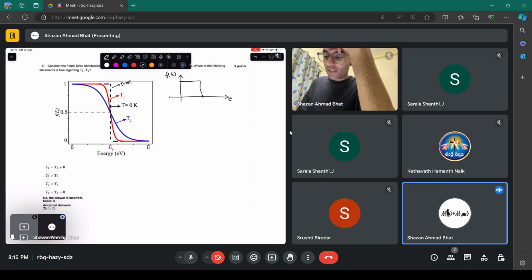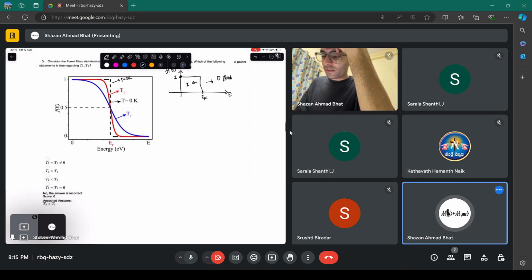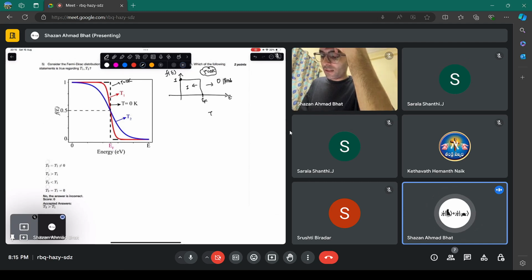That means this is the Fermi level. Above the Fermi level, there is zero probability of an electron being found. Below the Fermi level, the probability is maximum, 1. This is 1 here, at T equals 0 Kelvin. But the scenario at T greater than 0 Kelvin changes.